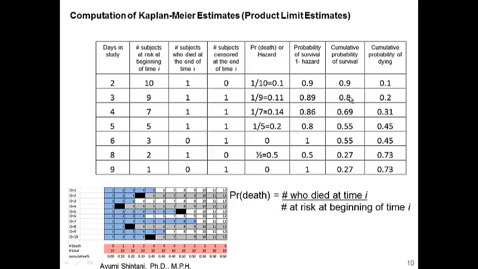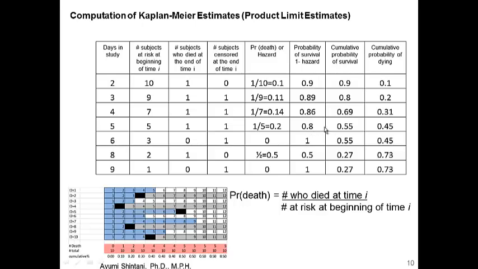And similarly, in order for a person to survive at the end of day 4, this person has to survive at the end of day 3 and also survive on day 4. So you take the product of these two numbers, and that becomes the probability of surviving at the end of day 4.